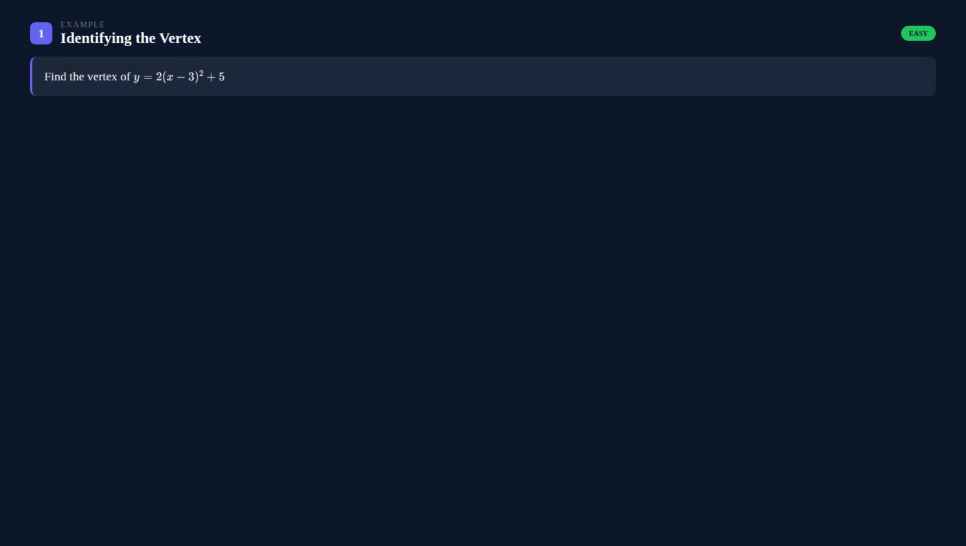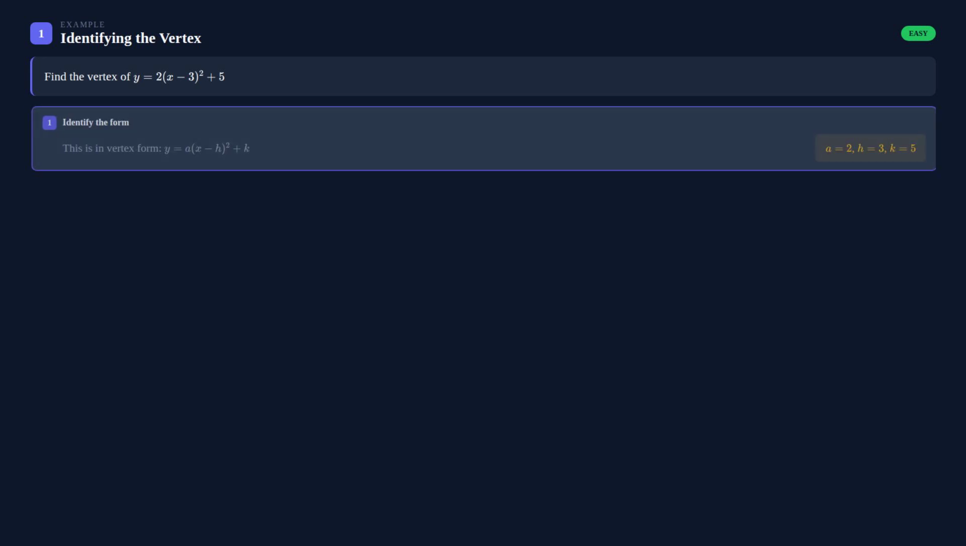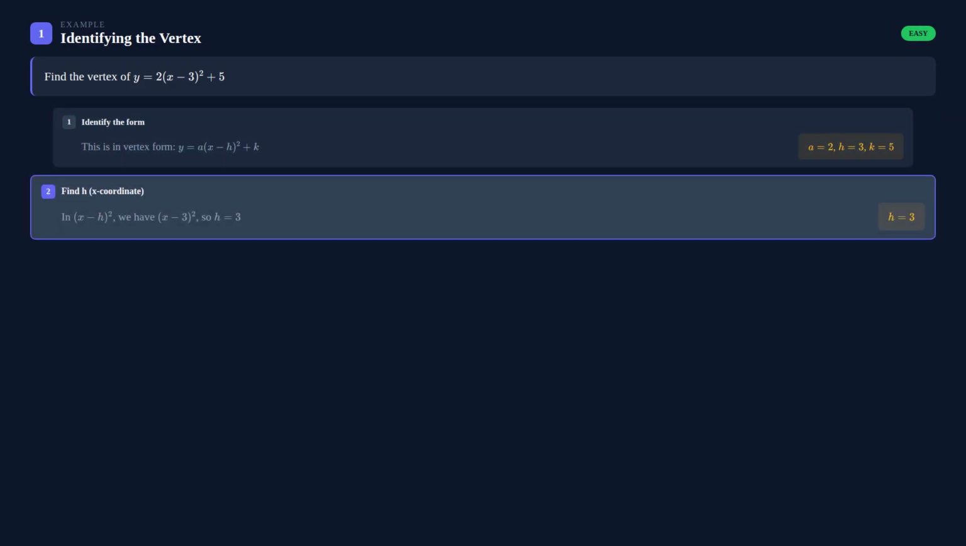Example 1: Identifying the vertex. Find the vertex of y = 2(x - 3)² + 5. Step 1: Identify the form. This is in vertex form, y = a(x - h)² + k. This gives us a = 2, h = 3, k = 5.